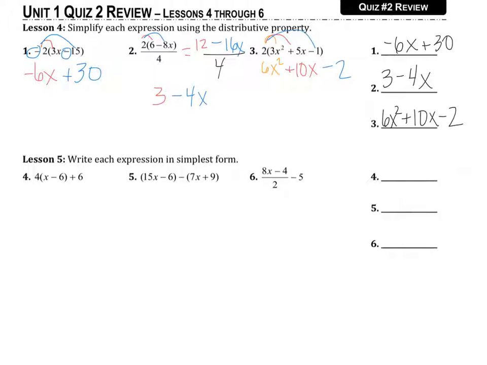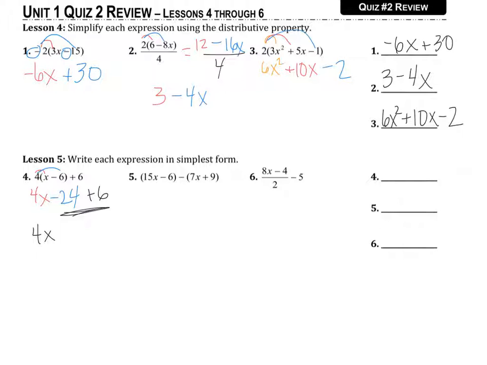For lesson 5, these are writing each expression in the simplest form. So we need to do the distributive property first. 4 times x is 4x. 4 times negative 6 is negative 24, and we still have the plus 6. Now we need to combine like terms. Our like terms are right here. So we have 4x, and then I have negative 24 and positive 6.